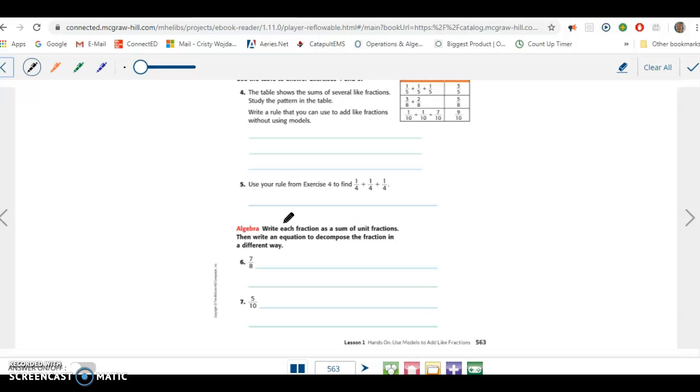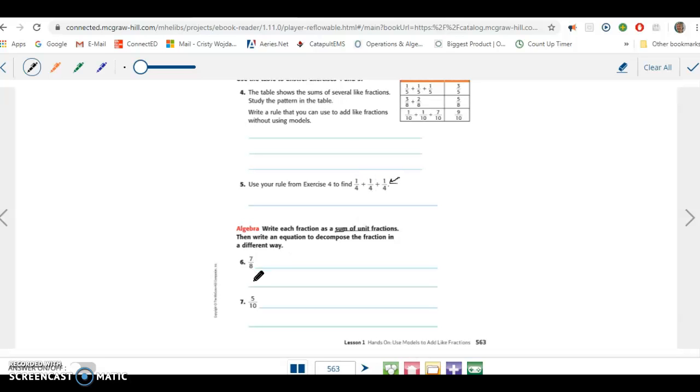And then down here, it's asking you to write a fraction as a sum of unit fractions. Then write an equation to decompose the fraction in a different way. Okay. So what it's asking for when it says write a fraction as a sum of unit fractions, that's basically what they've done here. So they've written out this in the unit fraction. So when it has 1/4, that's a unit fraction. So they've written out the fraction as a sum of the unit fractions.